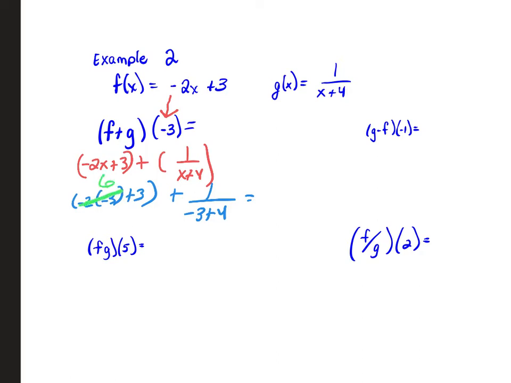Positive 6. And what's 6 plus 3? 9. Then if I say negative 3 plus 1, what does that give me? 1. So 1 over 1 is what? So 9 plus 1 is 10.